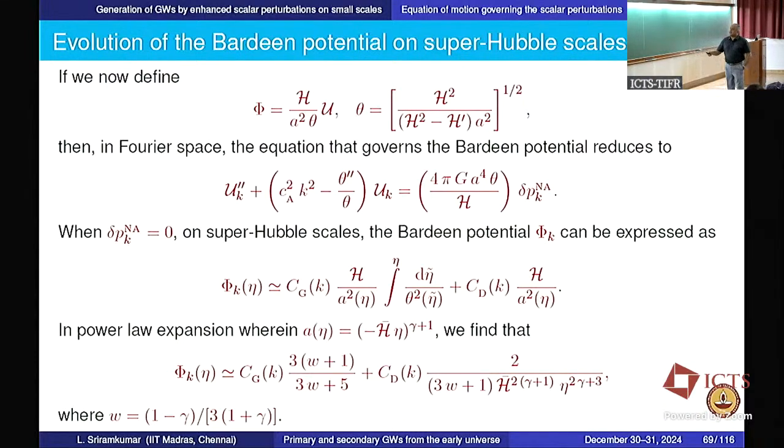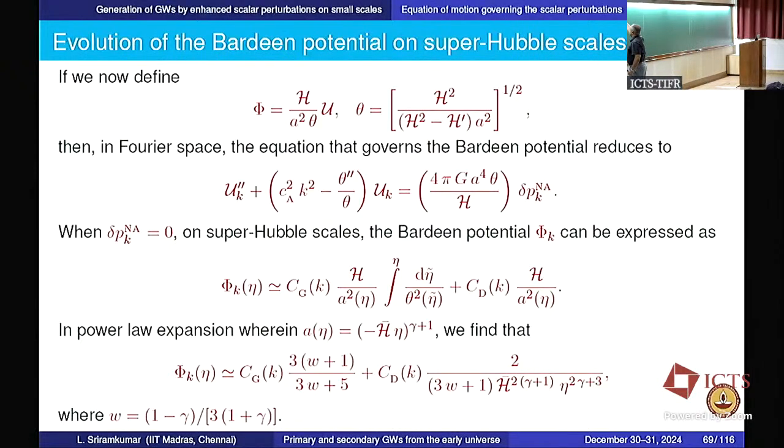And what you find is that it satisfies a differential equation of this type. Okay? And this happens to be very simple to solve in the following limits. When delta P nonadiabatic is 0, like in the case of a perfect fluid, we will see what happens when you have scalar fields a few slides later. So when delta P nonadiabatic is 0, and on super Hubble scales, this doesn't contribute either. So you're left with a differential equation which is of the following form.